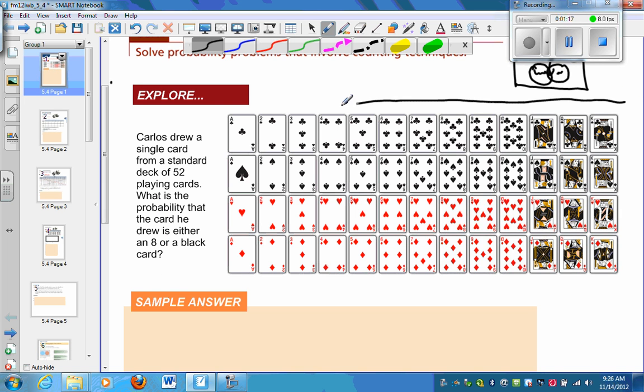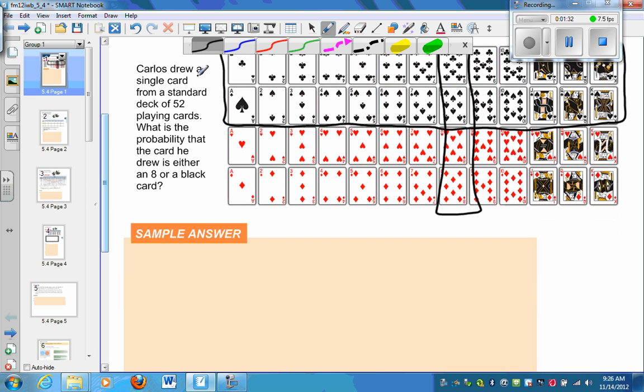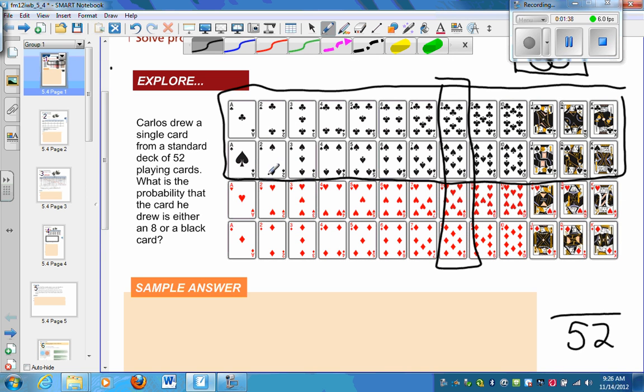So here we have all our black cards, and here we have all our 8s. It's easy to see from this diagram that they are not mutually exclusive. There are 8s that are black, and there are black cards that are 8. Looking at probability, there's 52 ways to draw a single card. Of that, there's 13 and 13, 26, 27, 28. So there's 28 out of 52.